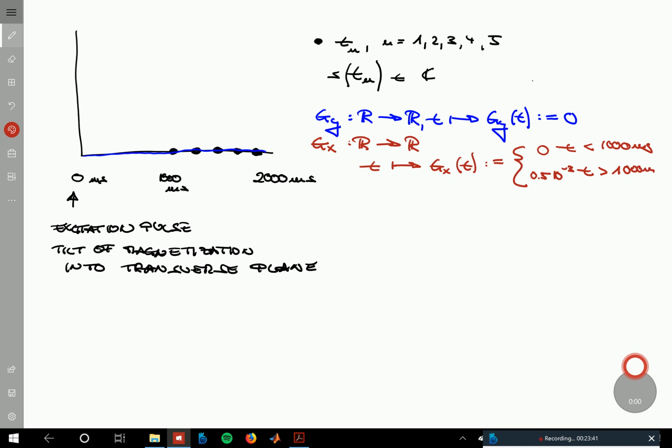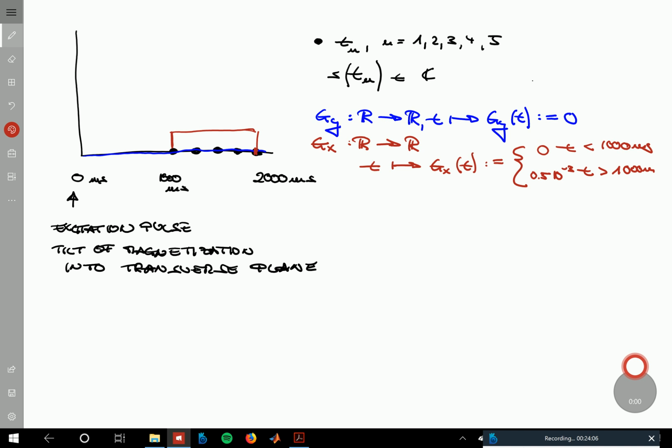It's then set to some positive number, in this kind of boxcar manner. And at 2000 milliseconds, the whole thing is over, and the next excitation pulse would come. So the thing is really over here. That's the first sequence example that you get to know.